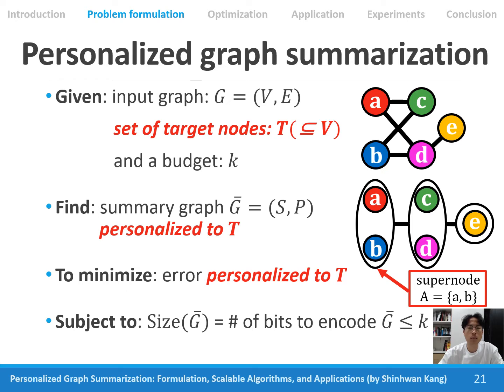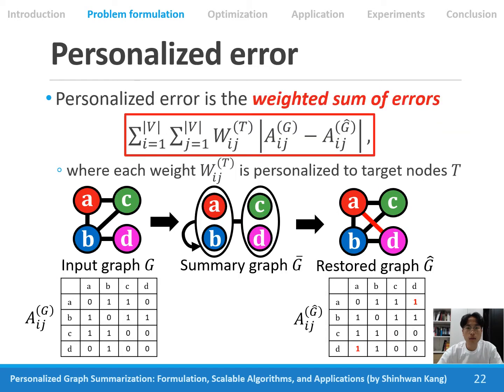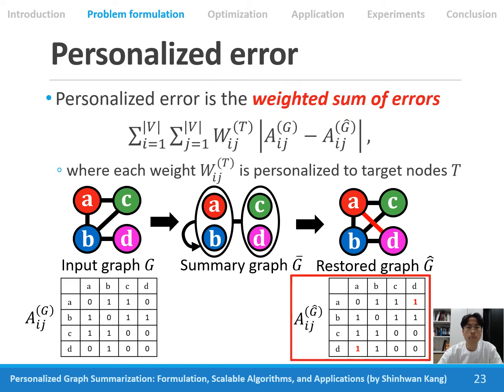We maintain the size of a personalized graph, that is the number of bits to encode the output, within the budget. Let me describe how the personalized error, which is our objective, is defined. The personalized error is defined as the weighted sum of the reconstruction errors. The symbol W denotes the personalized weight on each node pair I and J, and the symbol A denotes the adjacency matrix of a graph. That is, the adjacency matrix of the input graph and that of the restored graph are being compared. In this figure, we can see that the edge between nodes A and D is restored incorrectly.